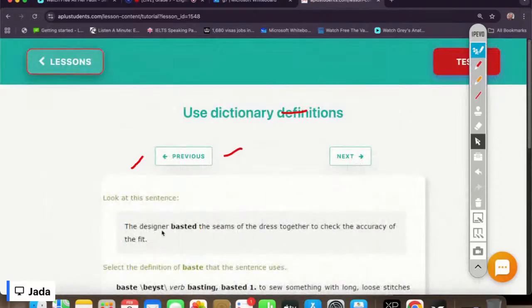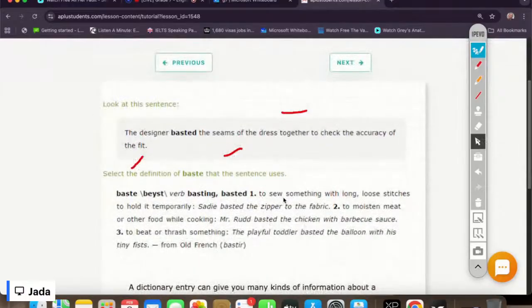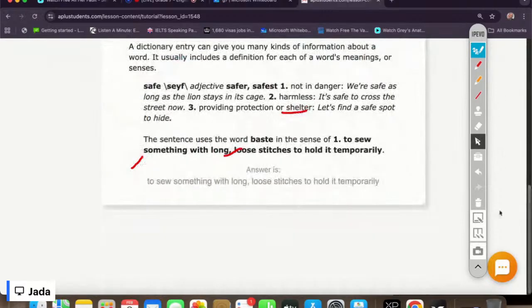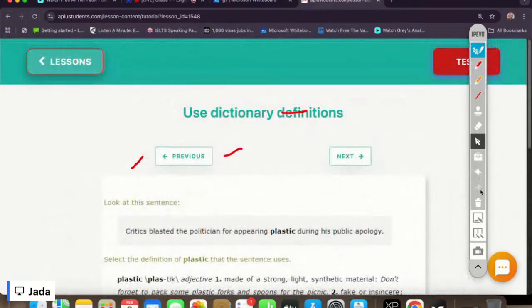So we have: the designer basted the seams of the dress together to check the accuracy of the fit. Look at the sentence and select the definition of baste that the sentence uses. So you have to check here which one aligns. So we have what? The first one. Okay, so the first explanation or definition is the right one.